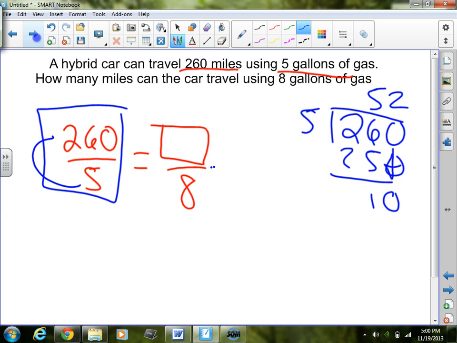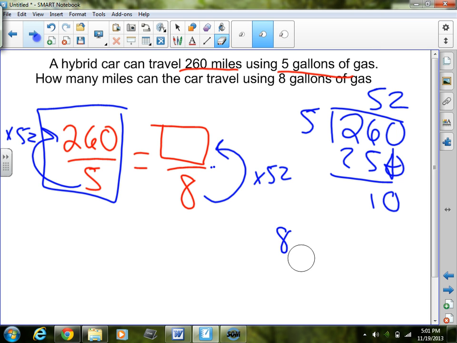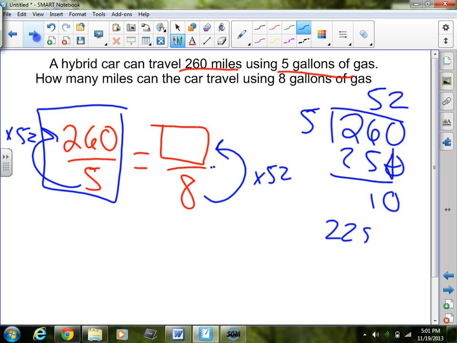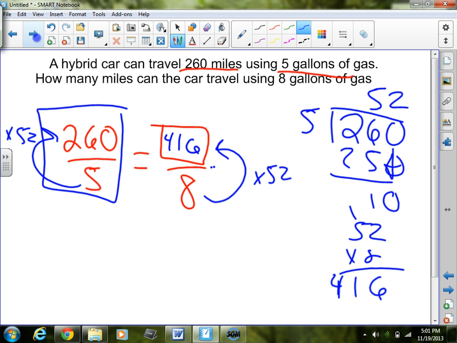So I go from here to here, I times 52. 5 times 52 equals 260. I'm going to do the exact same thing over here. So to solve this problem, I use my unit rate. 8 times 52, so that's going to be 416. So I can go 416 miles on 8 gallons of gas, and you see how I used my unit rate to solve that.